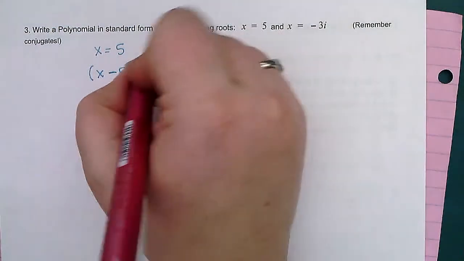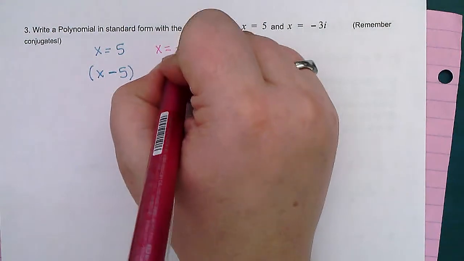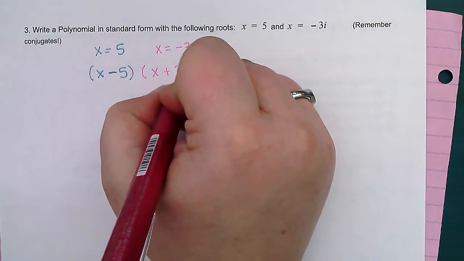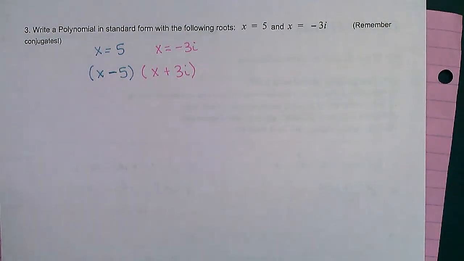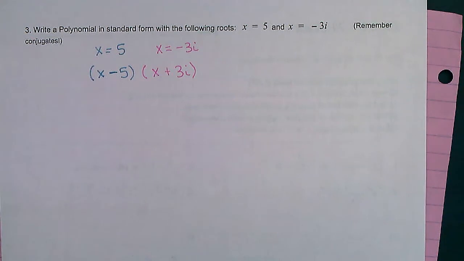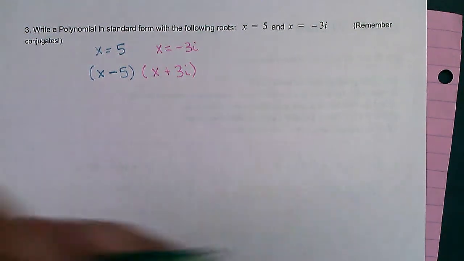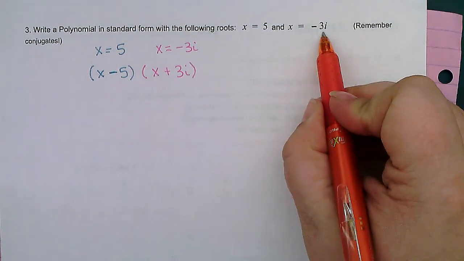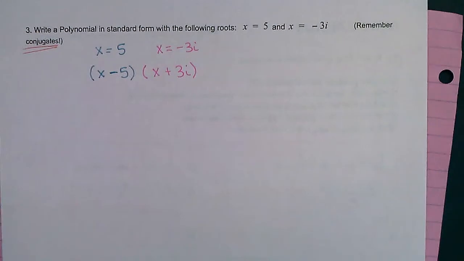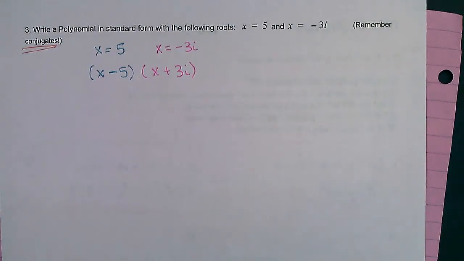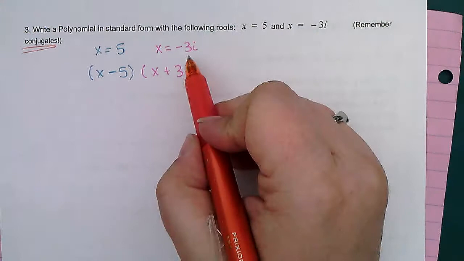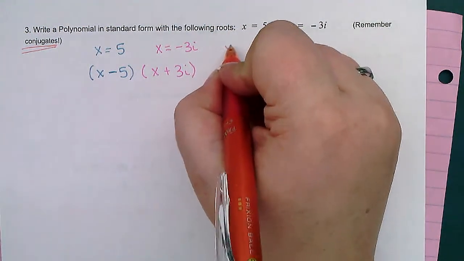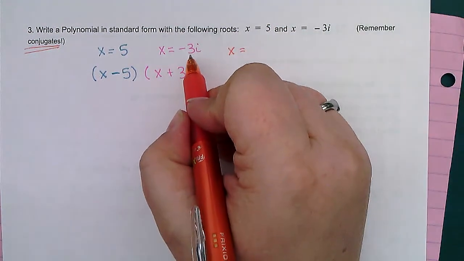Okay, here I've got x equals negative 3i. So to change that one to a factor, it's going to be x plus 3i. Now, those are the only roots that are given to me. But anytime you have an i or a square root, you have to remember the conjugates. It's kind of like remember the Alamo, but not as bloody. Remember the conjugates. So if I have any that have an i, I also have the same thing, but with a different sign in front of the i.